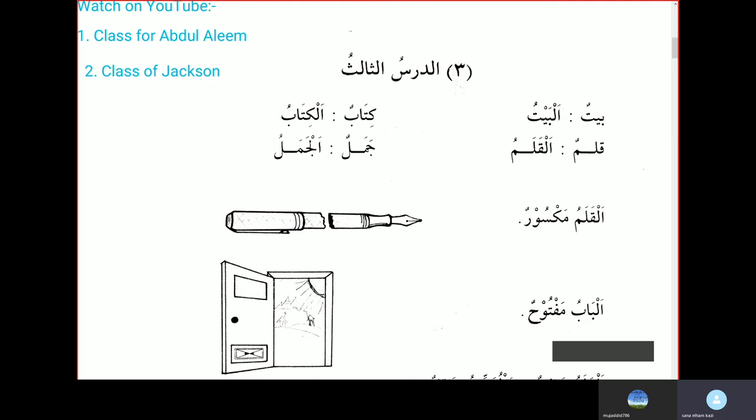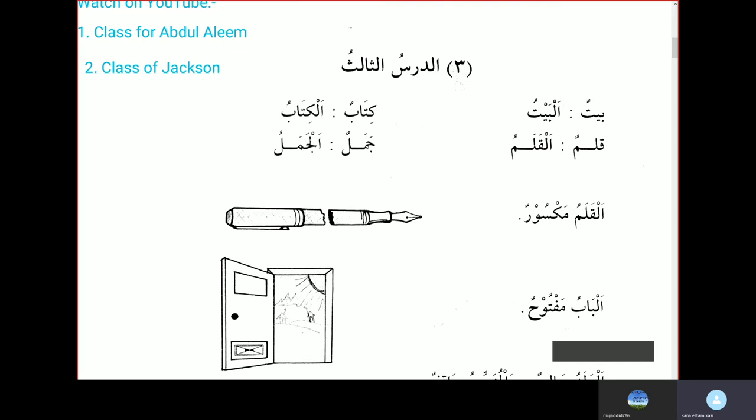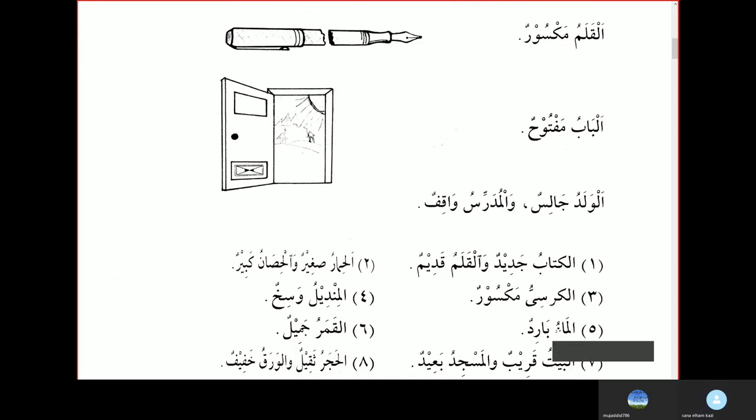Baytun means a house. Al-baytu is the house. Kitabun, a book. Al-kitabu, the book. Qalamun, a pen. Al-qalamu, the pen. Jamalun is a camel. Al-jamalu, the camel. Al-qalamu maksurun, the pen is broken. Al-babu maftuhun, the door is open.